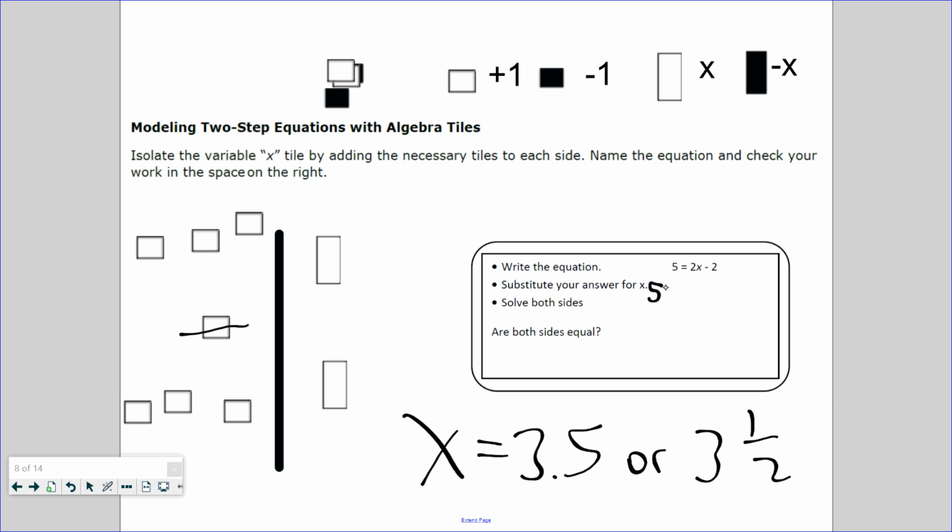Let's check our work. 5 equals, substitute the x with 3.5, or 3 and 5 tenths, minus 2. 2 groups of 3.5 is 7. 7 minus 2 is 5. 5 equals 5. Check mark.